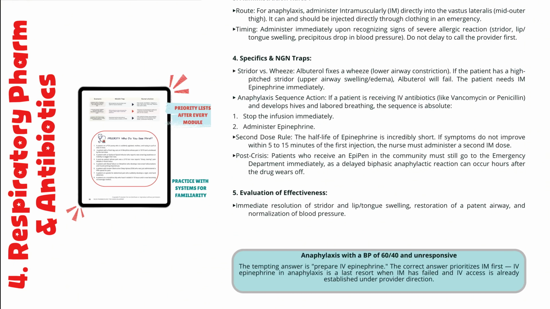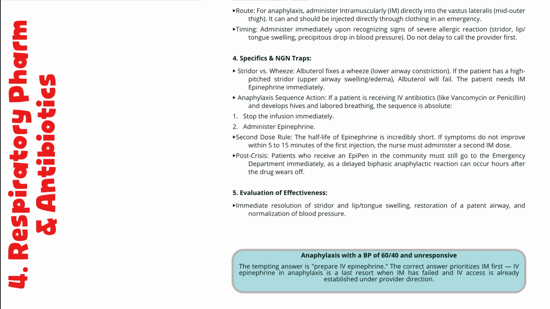If a patient in anaphylaxis has a blood pressure of 60/40 and is unresponsive, the tempting answer is prepare IV epinephrine. That's wrong. IM comes first, always. IV is only a last resort once IM has failed and a provider has already established IV access. One more distinguishing trap. Albuterol fixes a wheeze, not a stridor. If the sound is high-pitched and coming from the throat, that's upper airway swelling. Albuterol will do nothing. That patient needs IM epinephrine immediately.